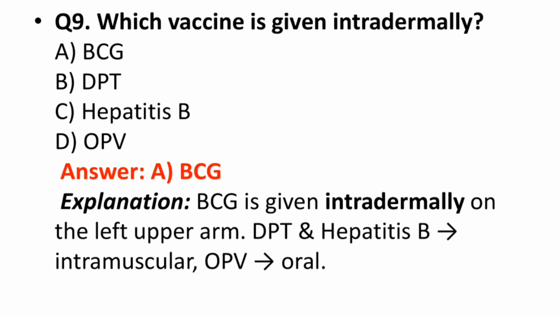Which vaccine is given intradermally? Option A BCG, option B DPT, option C hepatitis B, option D OPV. The correct answer is option A BCG. BCG is given intradermally on the left upper arm. DPT and hepatitis B are given intramuscularly, OPV orally.